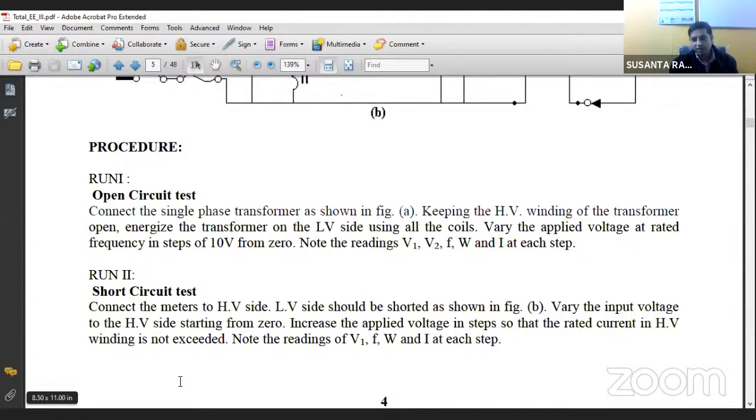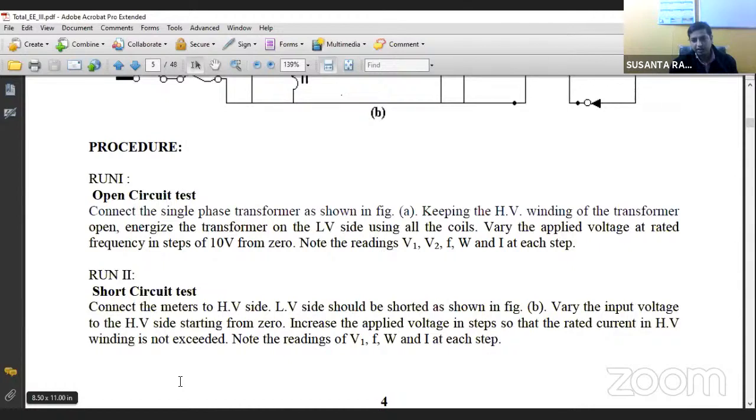Increase the applied voltage in steps so that the rated current is flowing in the high voltage side, and the rated voltage is not exceeded. Note the readings of V1, W, I in each step. These are the 3 readings we require for this short circuit test.